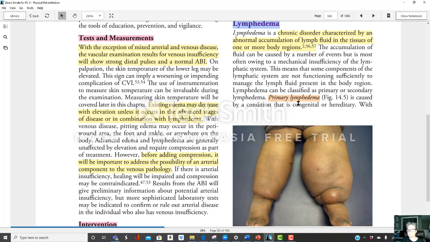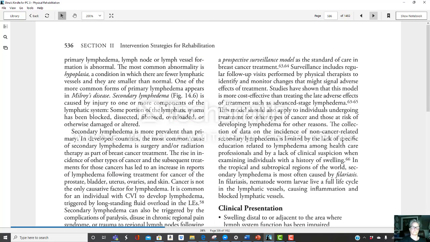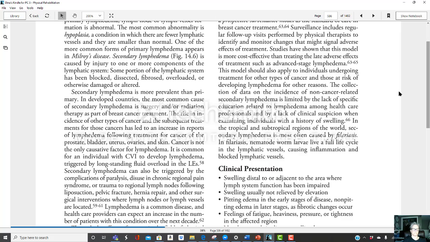Primary lymphedema, figure 14.5, is caused by a condition that is congenital or hereditary. With primary lymphedema, lymph node or lymph vessel formation is abnormal. The most common abnormality is hypoplasia, a condition in which there are fewer lymphatic vessels and they are smaller than normal. One of the more common forms of primary lymphedema appears in Milroy's disease.